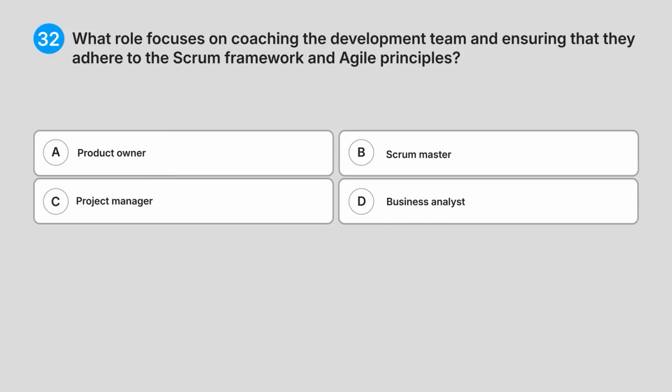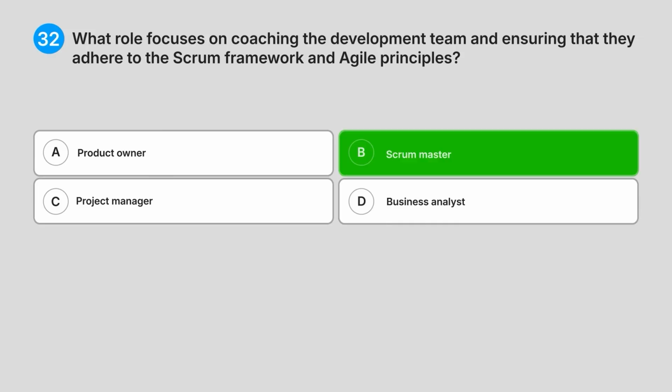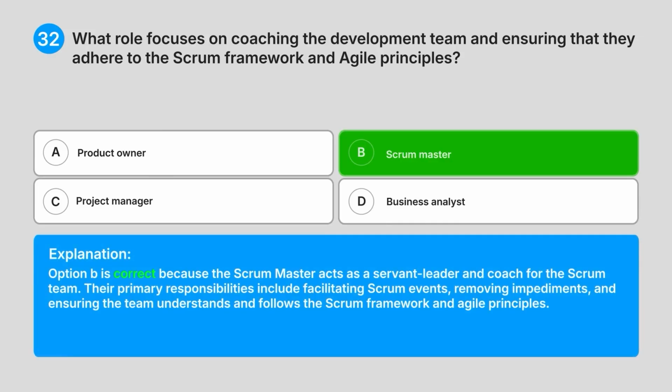Correct answer. B. Scrum master. Explanation. Option B is correct because the Scrum master acts as a servant leader and coach for the Scrum team. Their primary responsibilities include facilitating Scrum events, removing impediments, and ensuring the team understands and follows the Scrum framework and Agile principles.